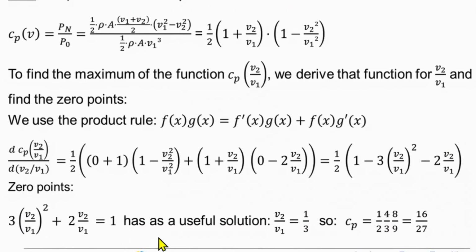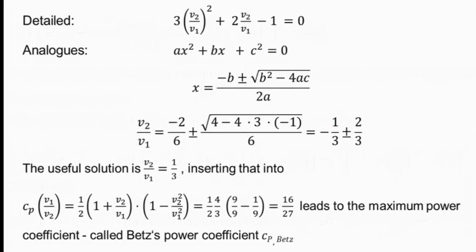The 0 points, positive 0 points here at the relation if V2 is a third of V1 here. And if you put in that relation here, V2 to V1 is 1/3, then you come to an efficiency or maximum efficiency or power coefficient of 16/27. Here it's more in detail here.